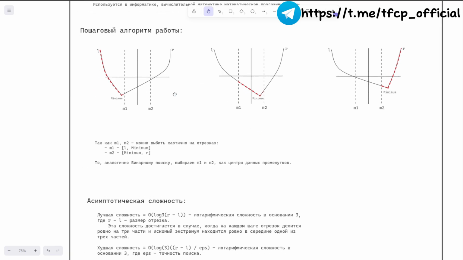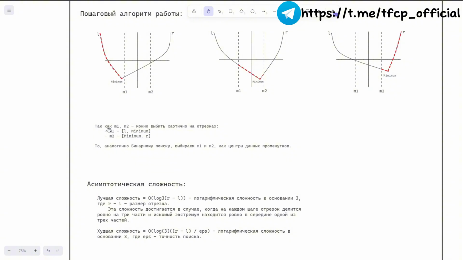And thus, with each step, we will reduce the complexity. Then we will also use m1 and m2 and take between these segments, similar to binary search but dividing into 3 parts. As m1 and m2 can be chosen within the segments, with m1 belonging to the range from L to the minimum, and m2 belonging to the range from the minimum to R, we similarly choose m1 and m2 as the centers of these intervals.